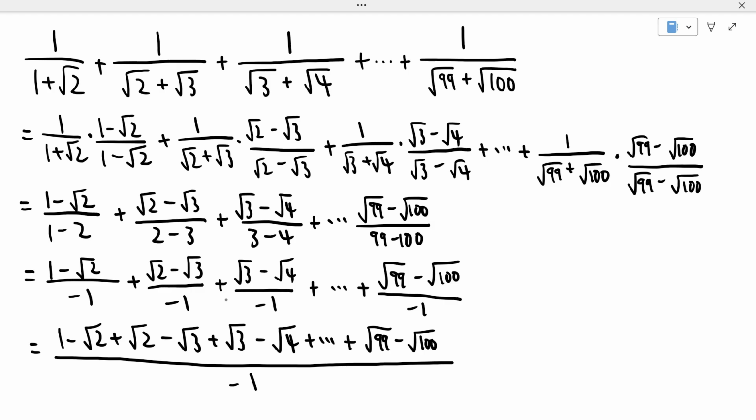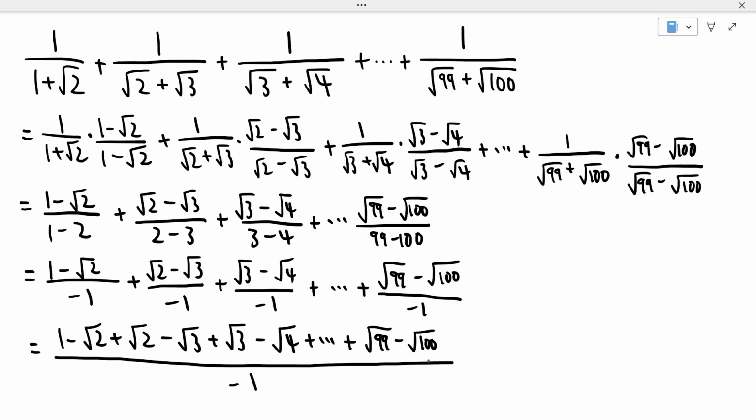So you can see that the minus square root of 2 here cancels out with the plus square root of 2 in the next fraction, and the negative square root of 3 here cancels out with the plus square root of 3 in the next fraction, and then minus square root of 4 would cancel out with the plus square root of 4 in the next fraction, and so on until we get to the last term, where the second last term has a minus square root of 99, and that would cancel out with the plus square root of 99 in the last term.